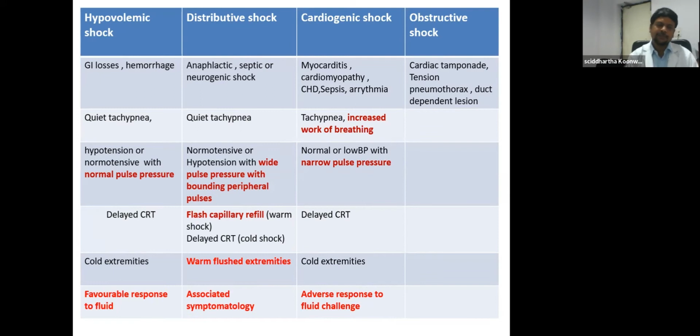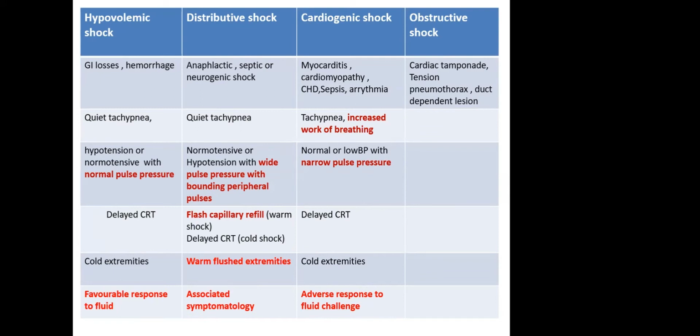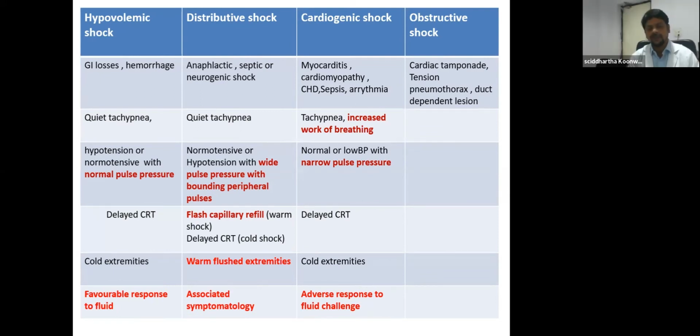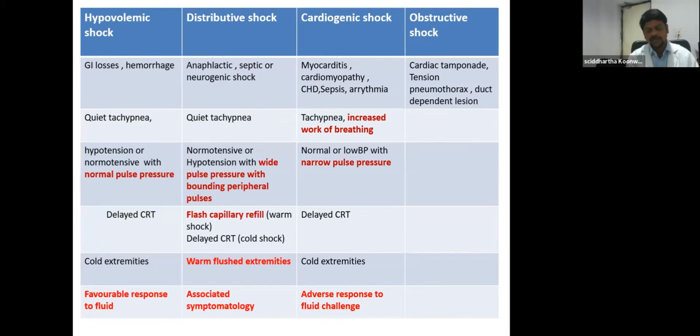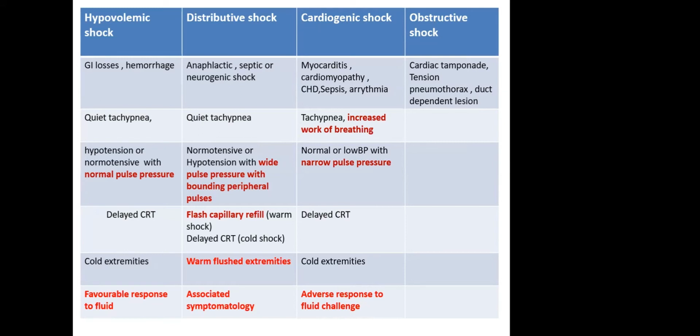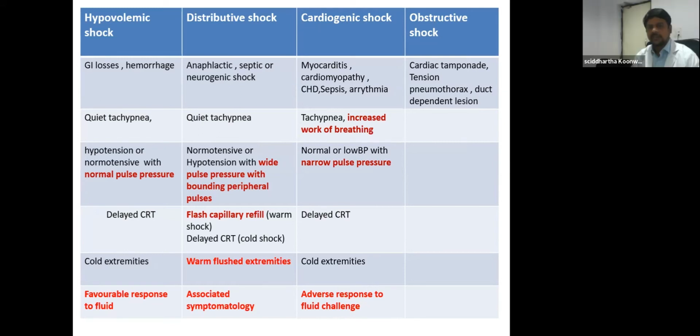Hypovolemic shock patient will have delayed capillary refill. All types of shock will have delayed capillary refill time except for the warm type of distributive shock, in which the capillary refill time will be reduced to less than 1 second, known as flash capillary refill. There will be cold extremities seen in hypovolemic as well as cardiogenic shock, whereas in warm type of distributive shock, there will be warm and flushed extremities.